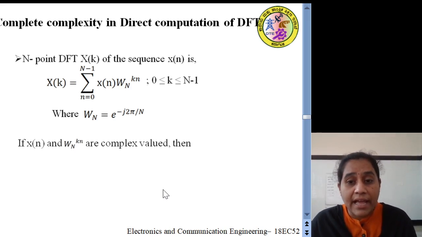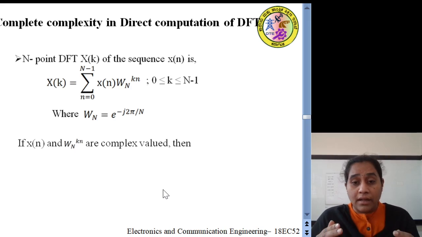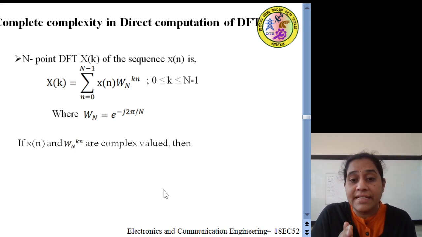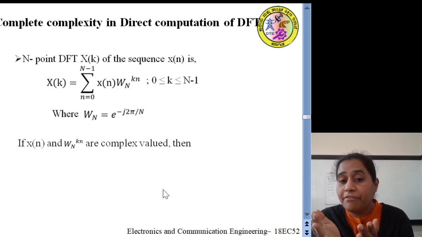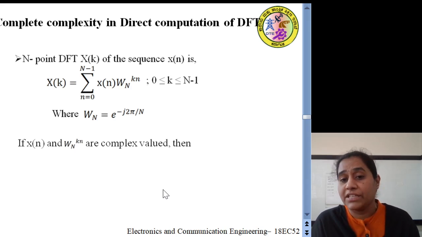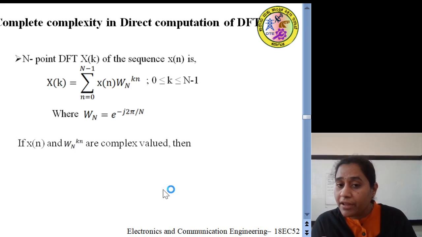When can we say a number or a signal is complex valued? When our sample is having both imaginary as well as real part. So here what we are doing is we are considering both the input signal as well as the twiddle factors as complex valued. So now we have our x of n as complex valued as well as the twiddle factor as complex valued.